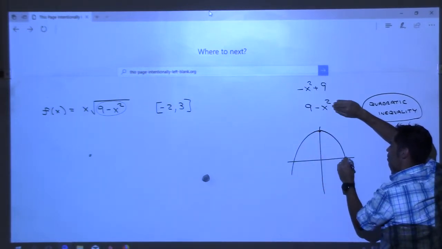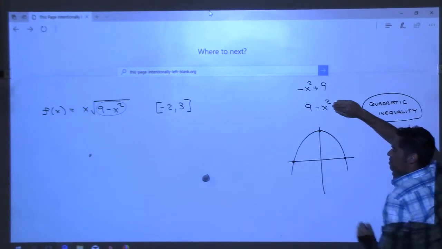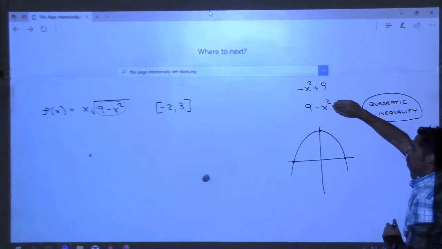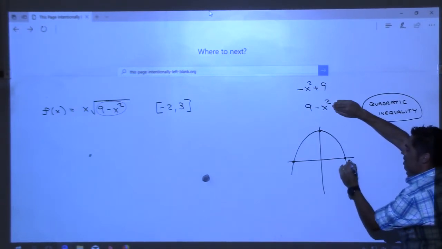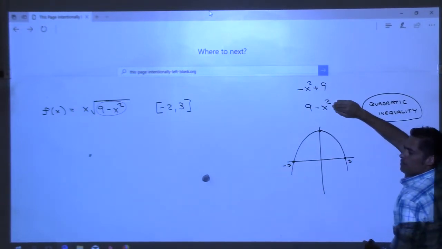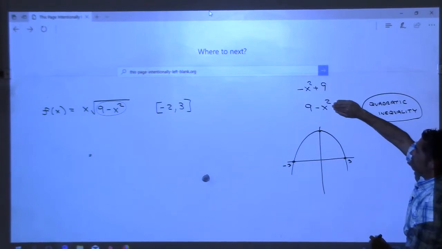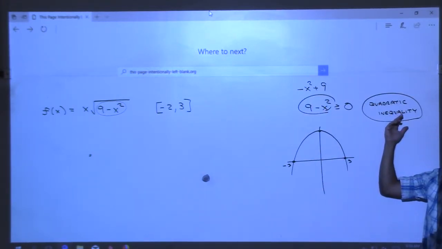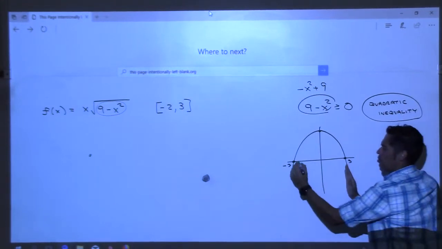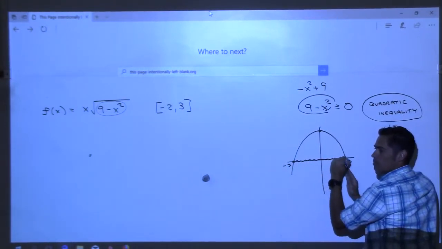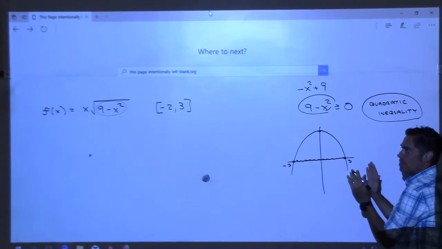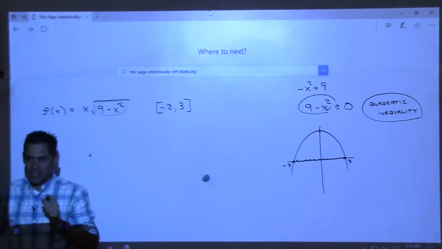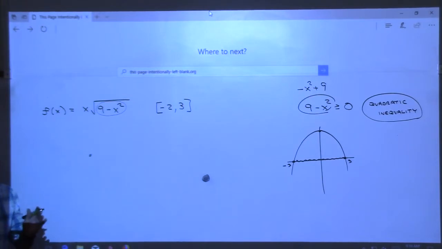Do you know where it would hit the axis? Can you tell just by looking what would make this function 0? If I plug in 3 or negative 3. Do you agree with that? Okay, so we want to know when this function is bigger than or equal to 0. Which would happen between here and here, right? So that means that this thing only makes sense if the x values are between negative 3 and 3.